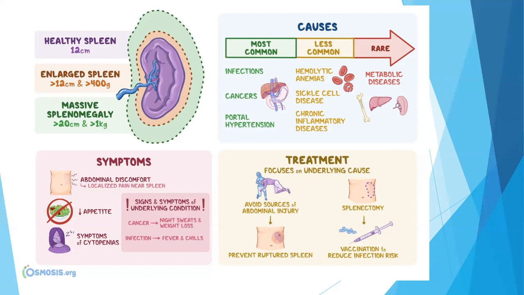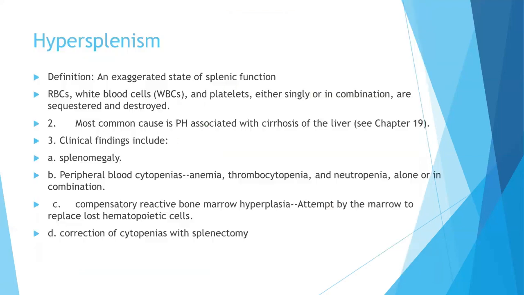The symptoms are abdominal discomfort, decreased appetite, and symptoms of cytopenias, like fatigue and dizziness. The signs and symptoms of the underlying condition may also be there. Like if there is infection, the patient may have fever and chills. If there is cancer, the patient may have night sweats and weight loss. The treatment is focused on the underlying cause, avoiding sources of abdominal injury, and preventing a ruptured spleen. And we go for splenectomy and vaccination to reduce the infection risk against the encapsulated organisms.